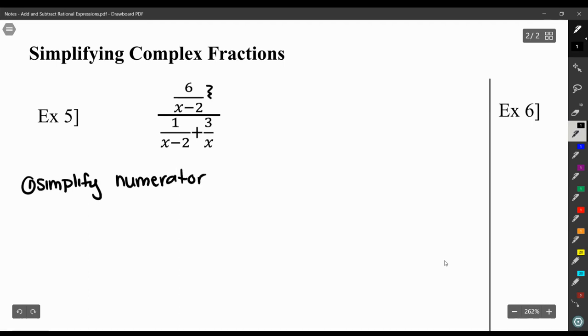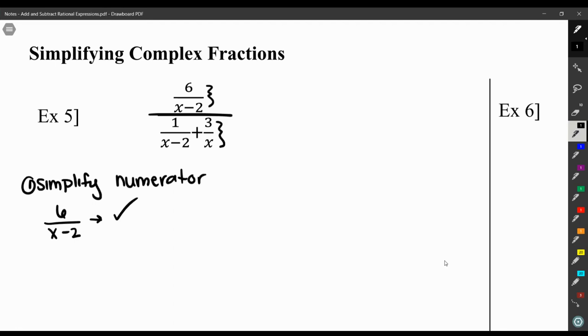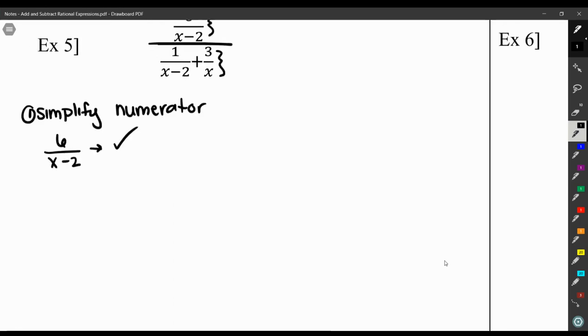So really we have a little fraction inside of a little fraction. So we've got 2 fractions going on. So we're going to simplify just 6 over x minus 2. However, 6 over x minus 2 is already simplified. I can't really make it go any easier than that. Step 2 then is look at the denominator, see if you can maybe simplify that. So simplify the denominator.